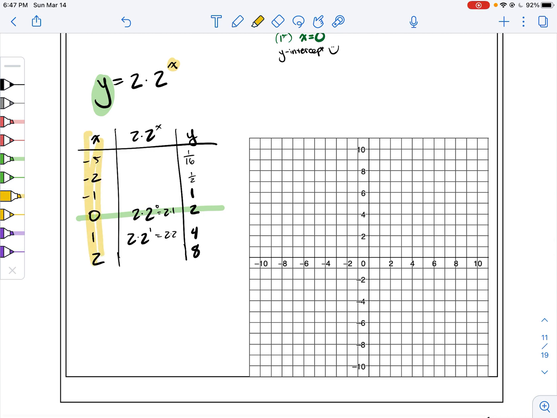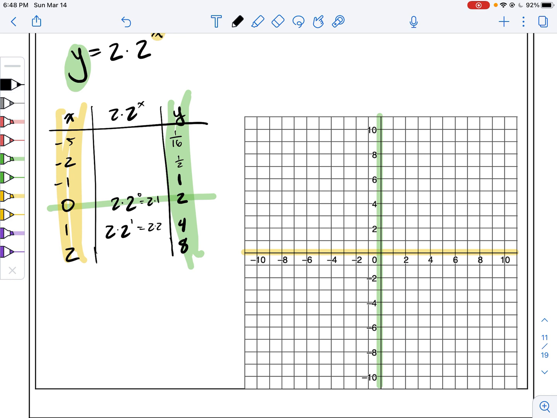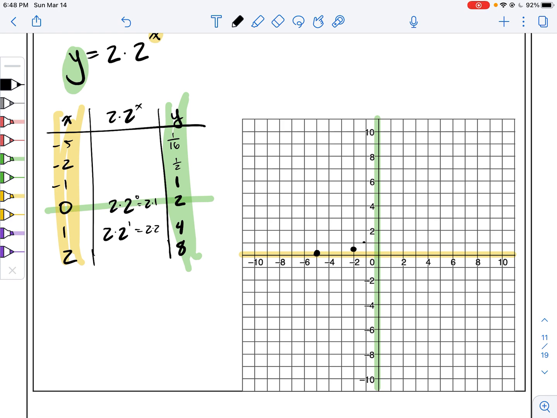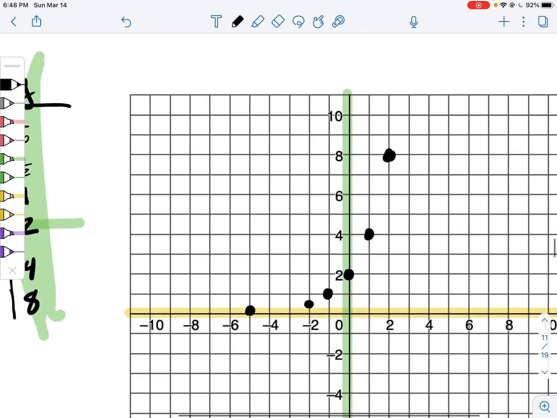Okay, now that we've got our x values, that's going to be the x coordinate of a point. We've got our y values, that's going to be the y coordinate of our point. Nice. Okay. So we'll go ahead and plug those points in. We have -5, 1/16. -2, 1/2. -1, 1. We have 2, 4, 8. Oh, this guy's growing fast. Oof, look at this guy. That is not a line. This guy is very much a curve.